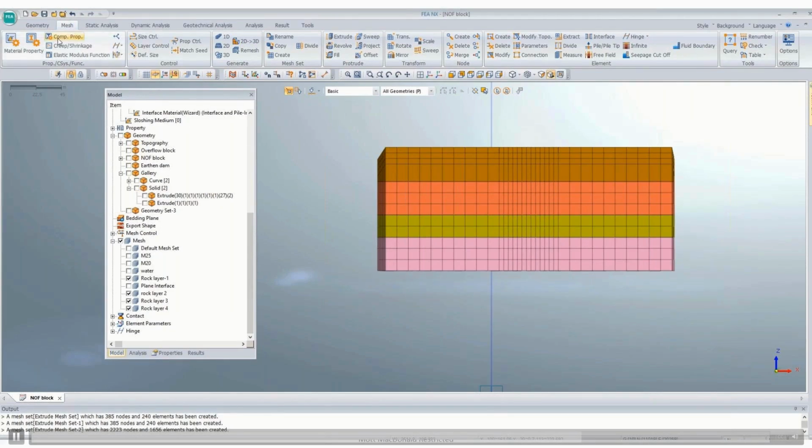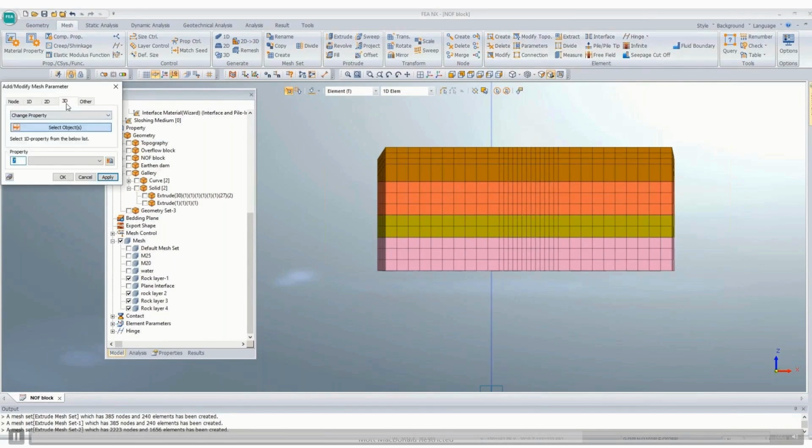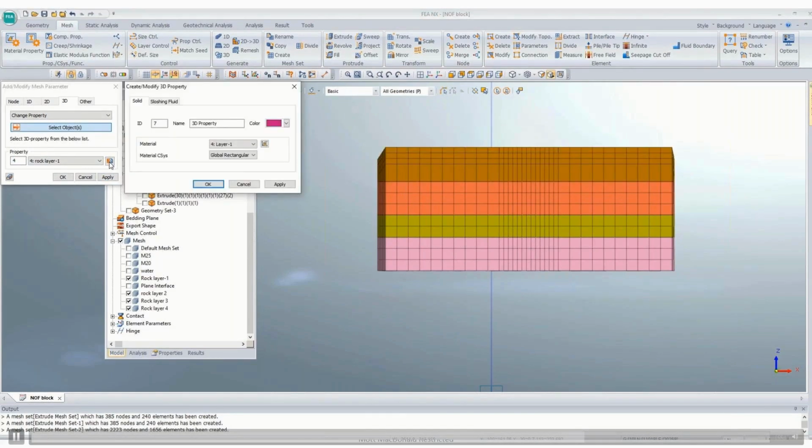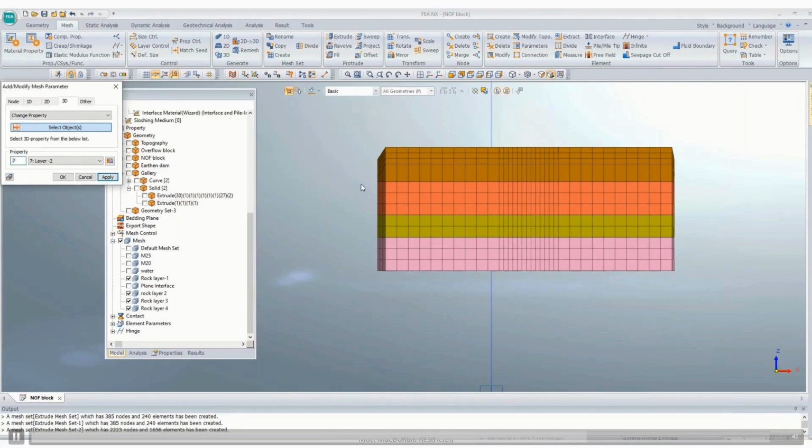I have to change the properties also. Go to parameters. 3D rock layer 1 I have, so this one is rock layer 1. Apply. Then I need to define layer 2 properties. This is layer 2. So select these, and apply.